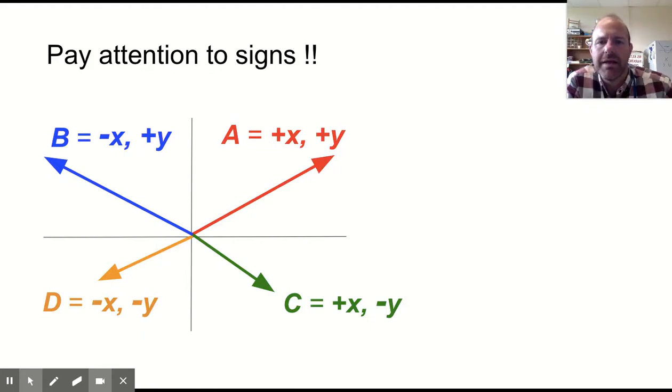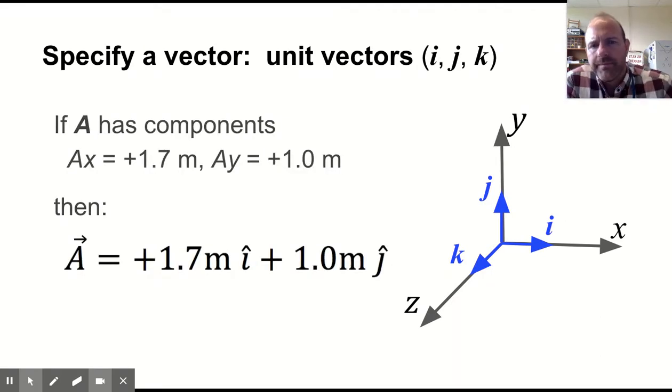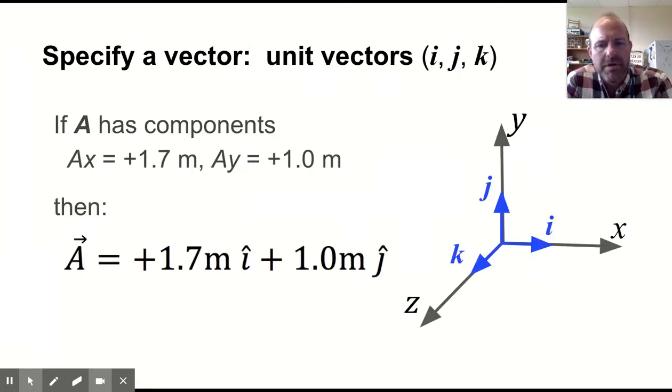We also can use the unit vectors i, j, k, right? i is 1 unit long in the positive x direction. j is 1 unit long in the positive y direction, and k is 1 unit long in the positive z direction. So a vector could be given as positive 1.7 meters i hat, positive 1.0 meters j hat. That's in the xy plane.